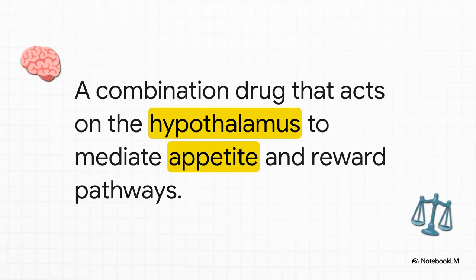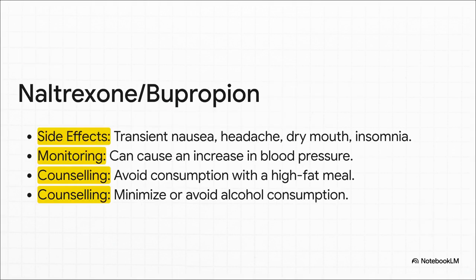All right, next up, let's look at the combination of naltrexone and bupropion, which works centrally on those appetite and reward pathways in the brain. Now, the most common side effect here is nausea, but it's really important to let patients know this is typically transient. It usually gets better. Other key counseling points include monitoring blood pressure because it can cause an increase, and advising patients to avoid taking their dose with a high-fat meal as that can significantly increase drug exposure.